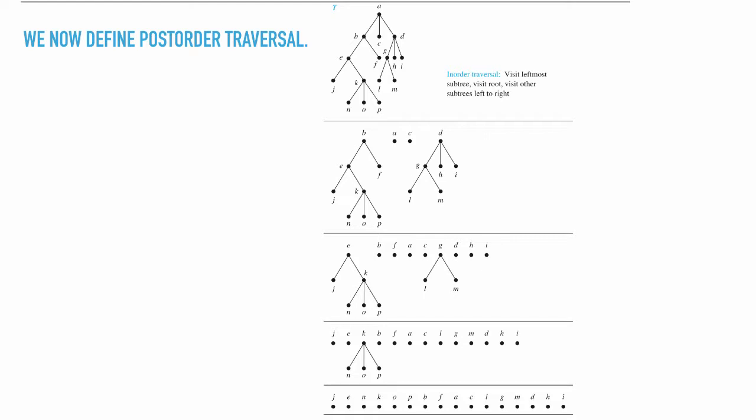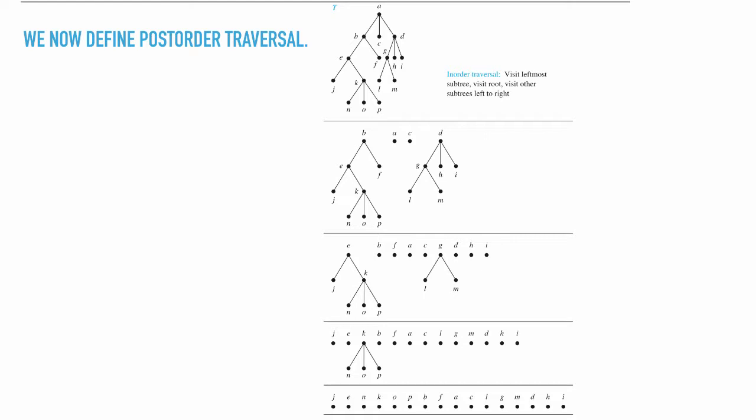The in-order listing of the subtree with root B begins with the in-order listing of the subtree with root E, the root B, and F. Now the in-order listing of the subtree with root D begins with the in-order listing of the subtree with root G, followed by the root D, followed by H, and followed by I. So the in-order listing of the subtree with root E is J, followed by the root E, followed by the in-order listing of the subtree with root K. The in-order listing of the subtree with root G is L, G, and M. The in-order listing of the subtree with root K is N, K, O, and P.